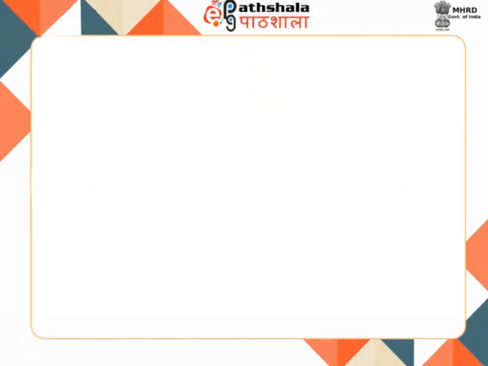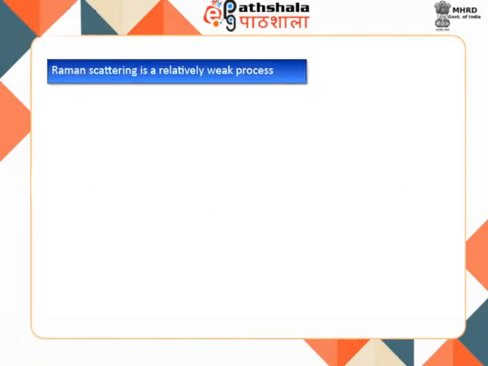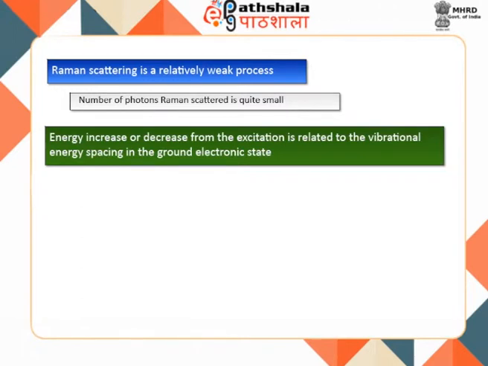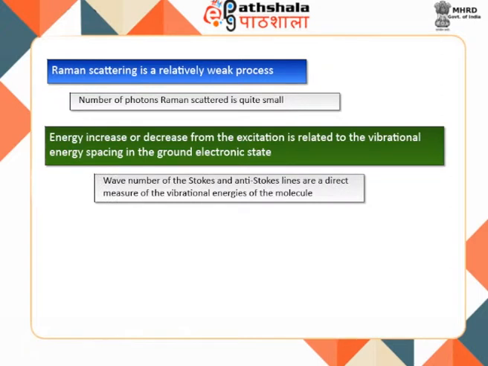Thus, it is also said that Raman scattering is a relatively weak process. The number of photons Raman scattered is quite small. The energy increase or decrease from the excitation is related to the vibrational energy spacing in the ground electronic state of the molecule, and therefore the wave numbers of the Stokes and anti-Stokes lines are a direct measure of the vibrational energies of the molecule.